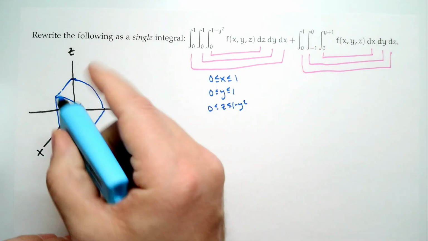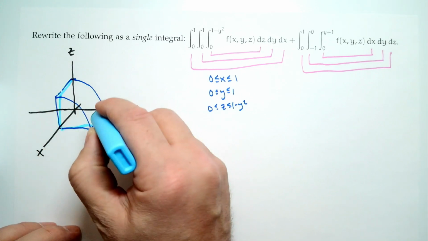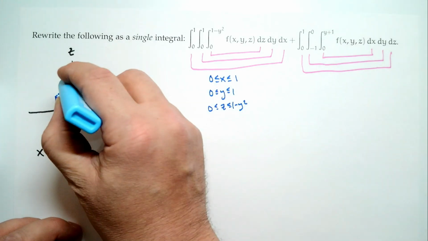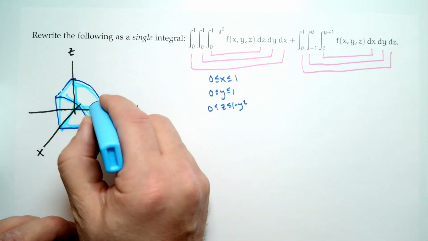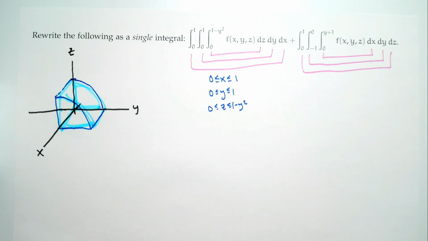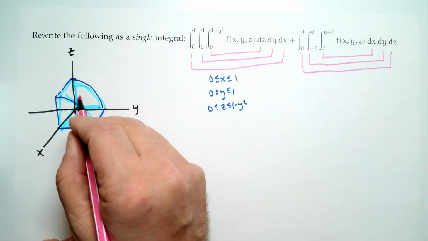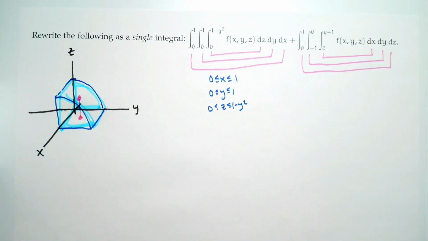It's somewhat akin to taking a cube and sanding off a corner. Now I'm going to point something out: when we go into our innermost layer, we're integrating with respect to z. So for this last integral, we're going from a point up to the curved face. Okay, so that's that integral.